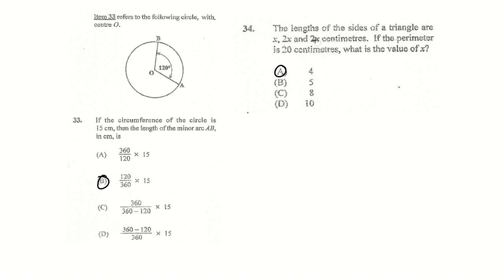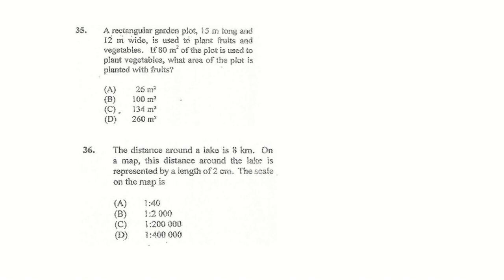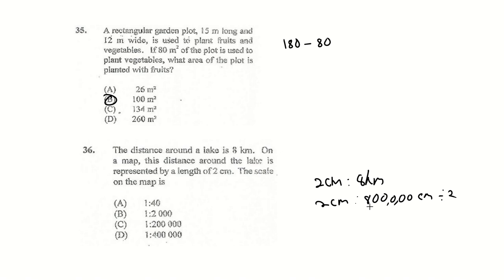The value of x is 4. You could say 2 and 2 is 4. 4 plus 1 is 5. 5x is 20. So x would be 20 divided by 5, which is 4. The rectangular, this is a repeated question. We know that the total plot was 180. The plot that was used was 80. So not used was 180 minus 80, which is 100. This one here was 2 centimeters to 8 kilometers, which is 2 centimeters to 800,000 centimeters. Divide both sides by 2. 800,000 divided by 2 is 400,000, so the answer is D.